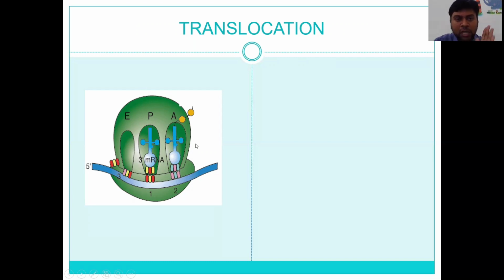Only the ribosomes will be pushed by a distance of 3 nucleotides in the 5' to 3' direction. This translocation, or movement, is catalyzed by elongation factor 2 with the help of the energy released from GTP hydrolysis. When the ribosome is moved by 3 nucleotides, the E site will go and occupy the tRNA which is empty.